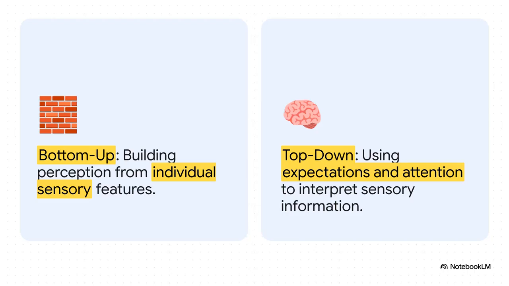Now, psychologists usually break this organizational process down into two main flavors. You've got bottom-up processing, which is totally data-driven. You're building your perception from the ground up, starting with all the tiny little sensory features. Then you have top-down processing, which is concept-driven. This is where your expectations, your past experiences, and what you're paying attention to actively shape how you interpret all that incoming data. And in reality, of course, these two are constantly working together in a seamless dance.